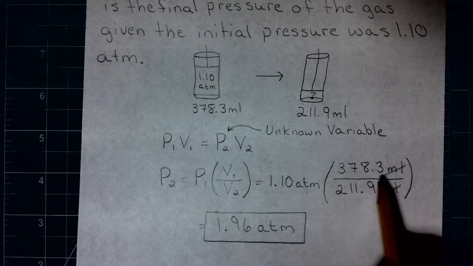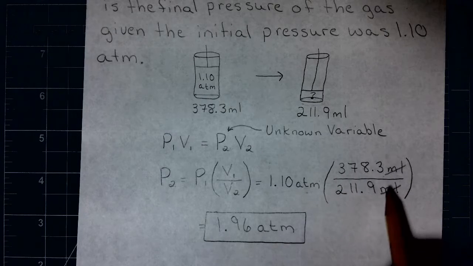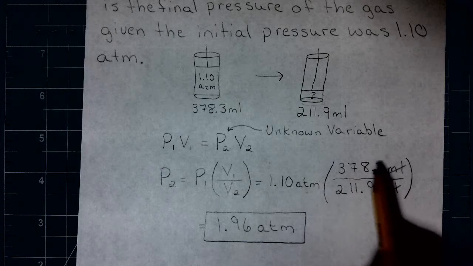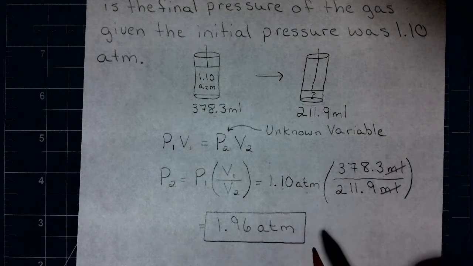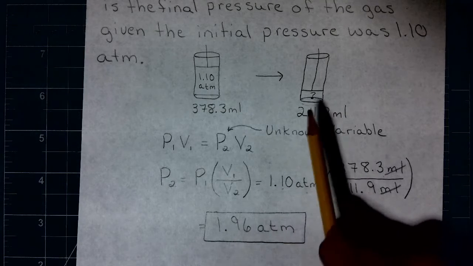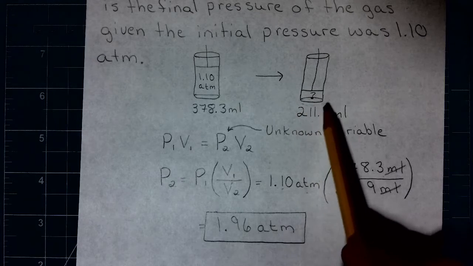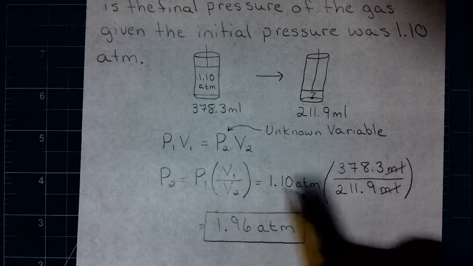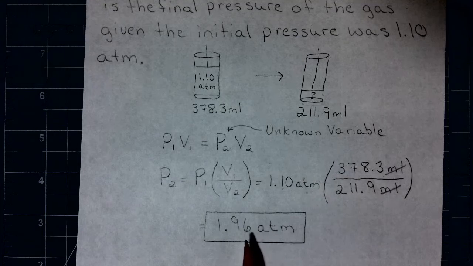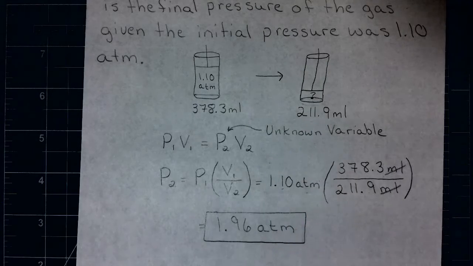Also, you'll notice that the larger volume is on top and the lower one is on the bottom. That means this whole ratio is going to be greater than 1, and when we multiply it by the initial pressure, it's going to make it larger, which is what we need, because we know that this is a compression and we're going to have more pressure in there. So those are your little sanity checks when you're going through one of these. If we do all this math out, we get 1.96 atmospheres before ignition in the cylinder.